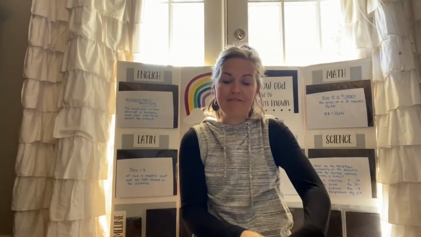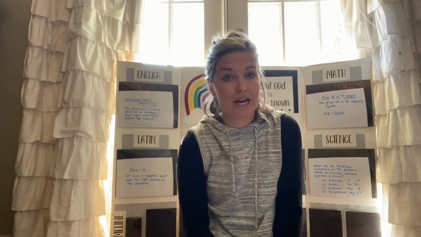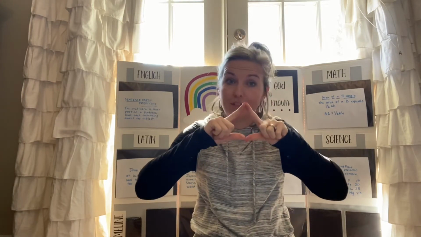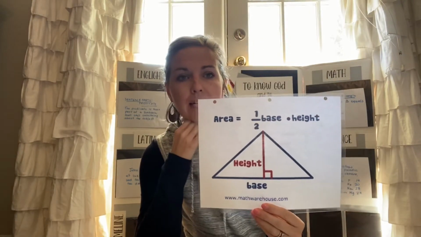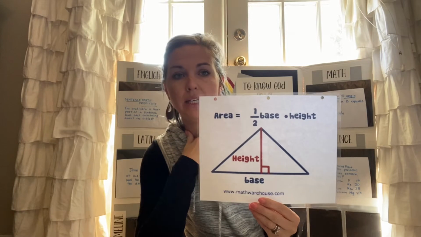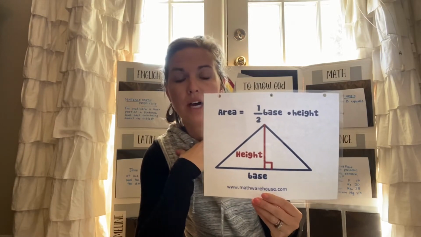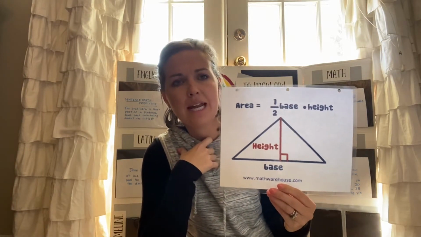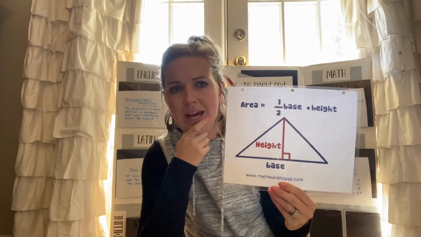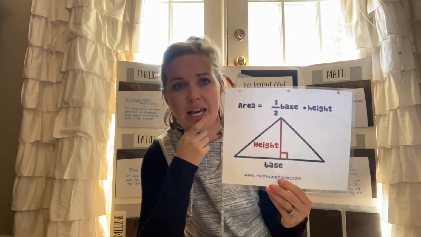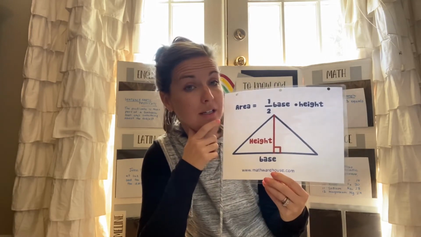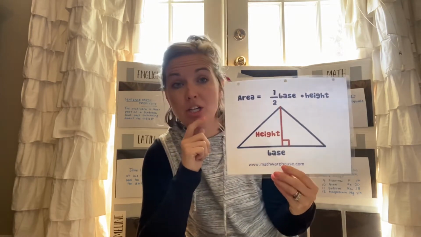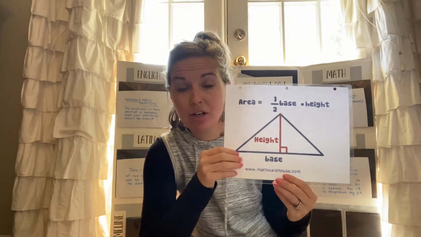Okay, friends, for math this week, we're still talking about area of shapes, but this week we're going to talk about the area of a triangle. Now, I have this paper right here, and it says the area equals 1/2 of the base times height. If you remember, we had another shape that was just area equals base times height. That was for a rectangle. So now a triangle is half of that.